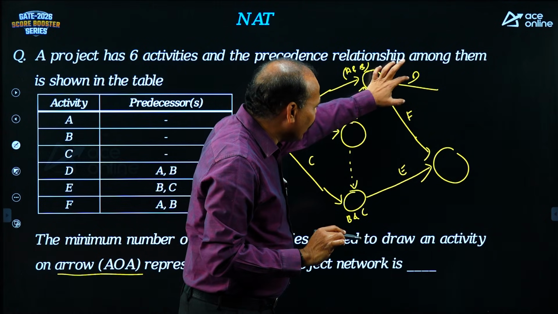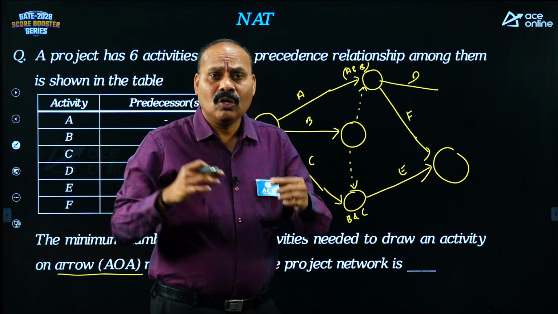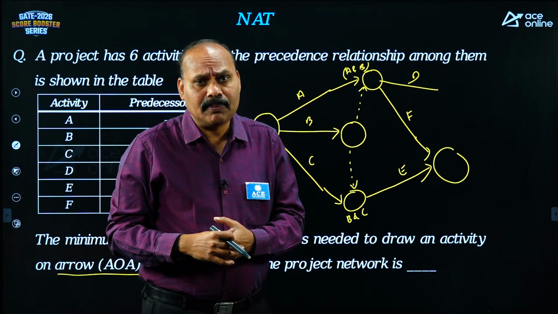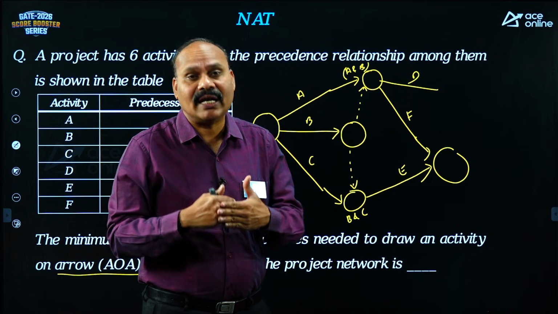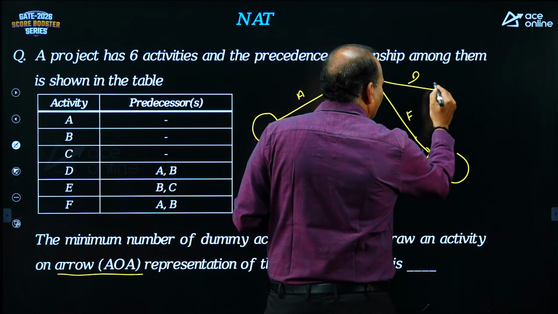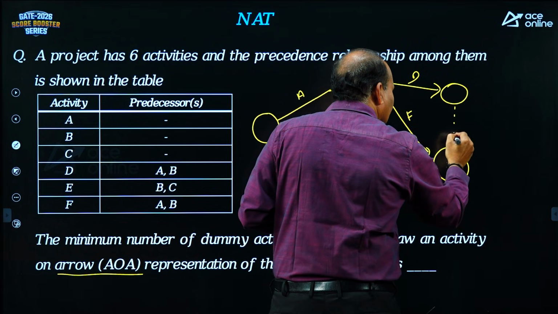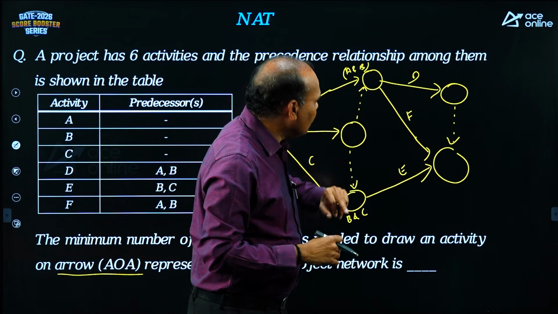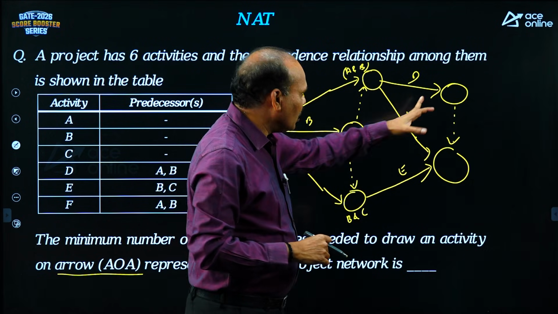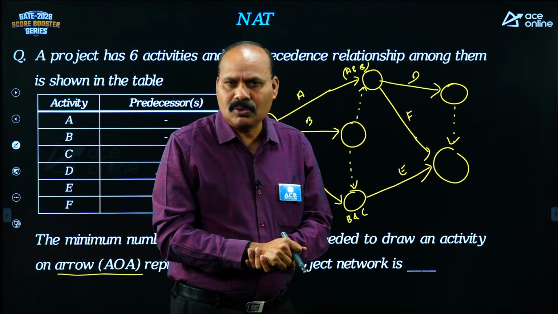But I cannot join D here. The reason is that two different activities cannot be identified by the same two events. So two events cannot accommodate two different activities. So better you keep one more dotted arrow like this. Okay, so how many dummies are required now? 1, 2, 3. Compulsorily 3 dummies you have to use.